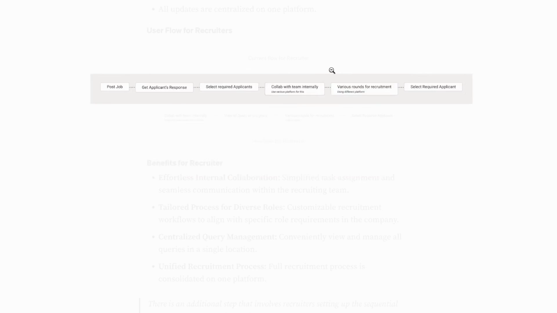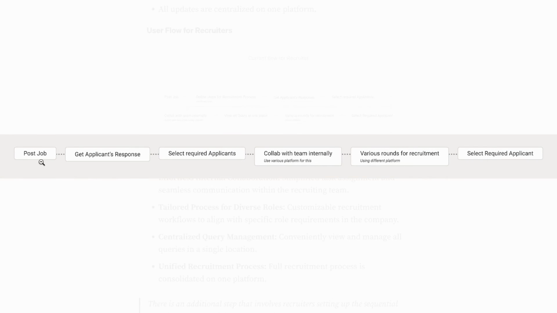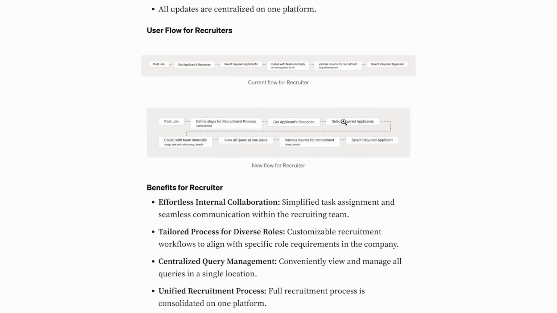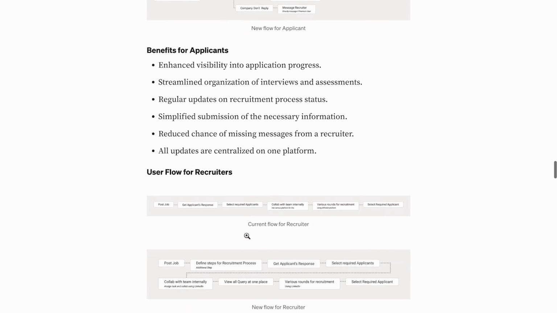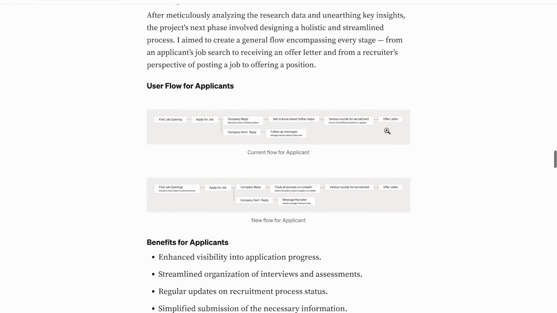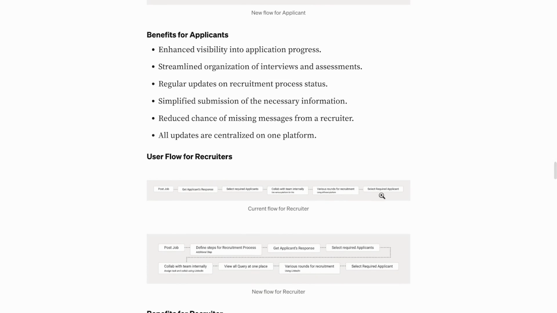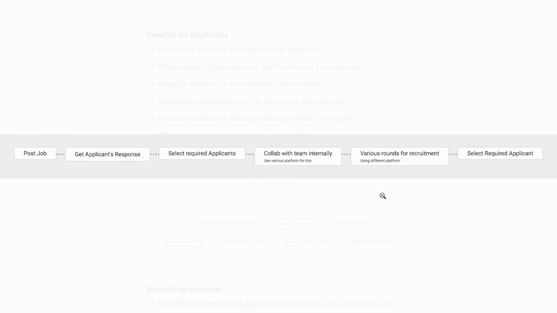Now for the recruiters, what is the current flow? Post a job, get an applicant's response. Select the required applicants, collaborate with teams internally, use various platforms for this, which is fine. And then various rounds for recruitment, and then select required applicant. Now, this is not really a full flow. What about communicating with the applicant? That is missing over here, communication with applicant. Because here in the current flow of the applicant, you mentioned if the company replies or not. So where is that over here? And you also mentioned offer letter over here. Where is offer letter here? Are you not going to send the offer letter? Is that not a part of the user flow?